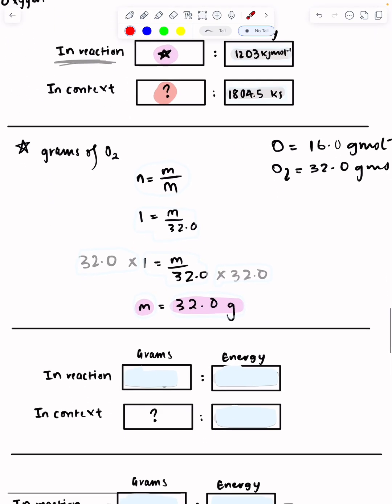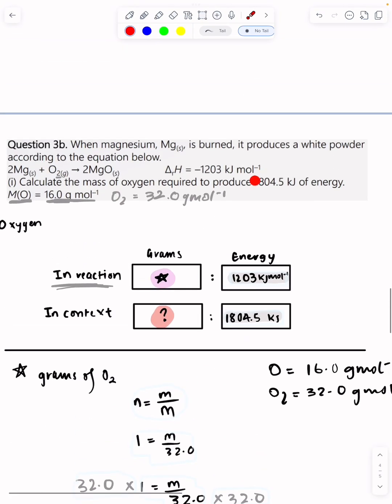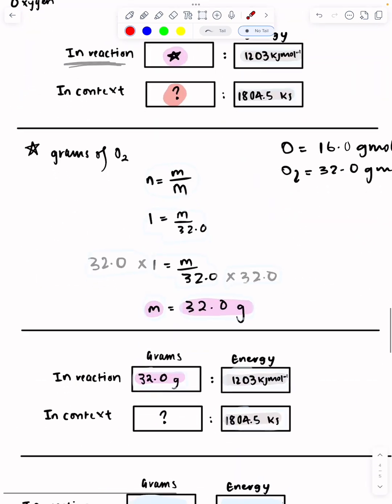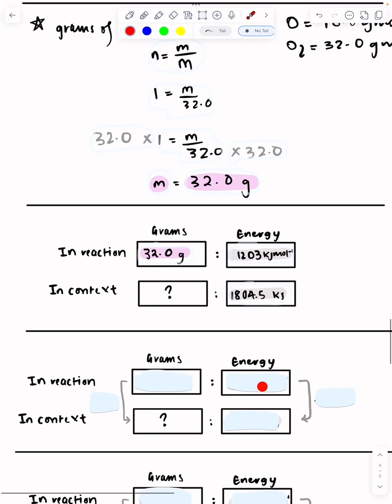So now I can fill out that top box. 32 grams of O2 is contributing to this much energy. All I need to figure out is how much of the O2 I need to produce this much energy in the context of the question over here. So a little bit of ratio work. How do I do this?